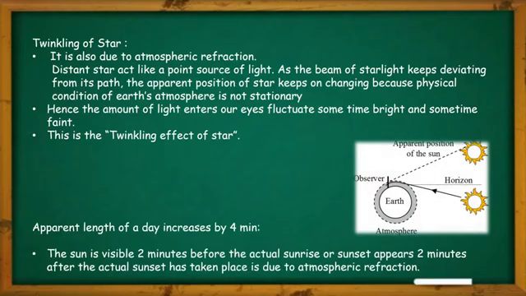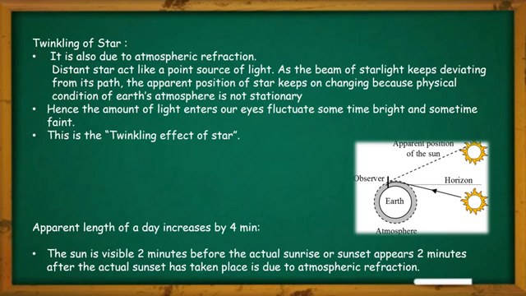Next, you see the apparent length of a day increases by 4 minutes. How does it increase? The sun is visible 2 minutes before the actual sunrise, and the sunset appears 2 minutes after the actual sunset has taken place. This happens due to atmospheric refraction only. The light coming from the sun when it is nearer to the horizon enters the atmosphere, and the timing changes. Means there is a difference between the actual timing and the apparent timing.